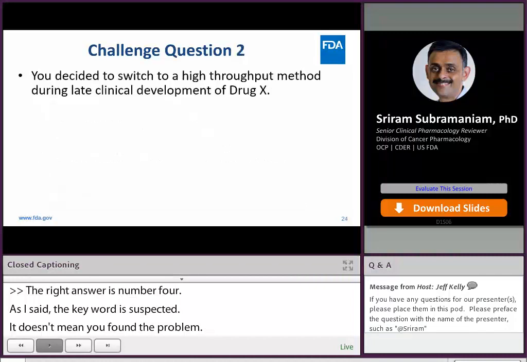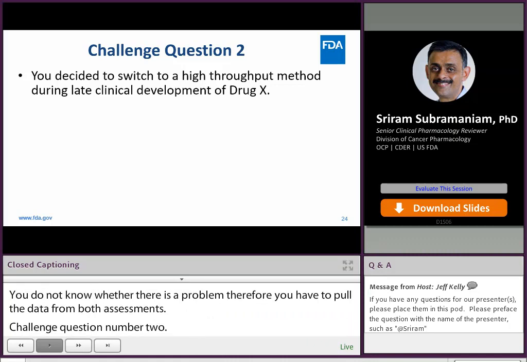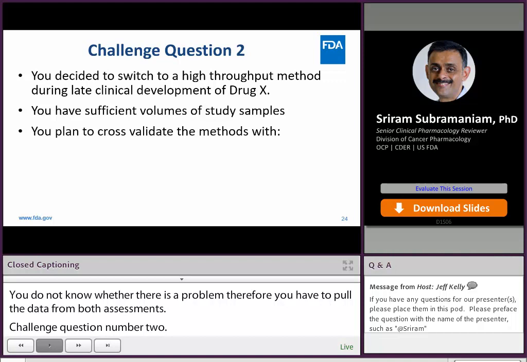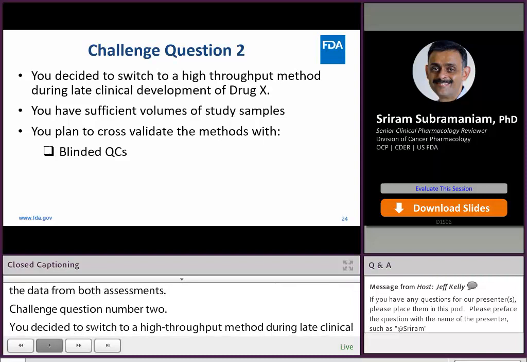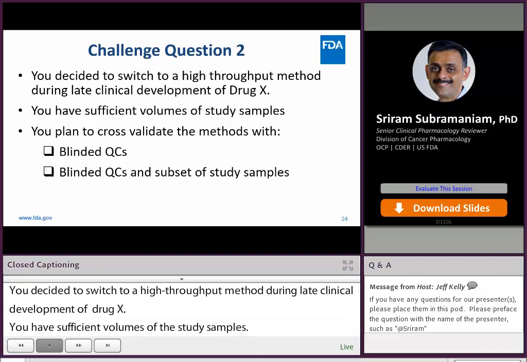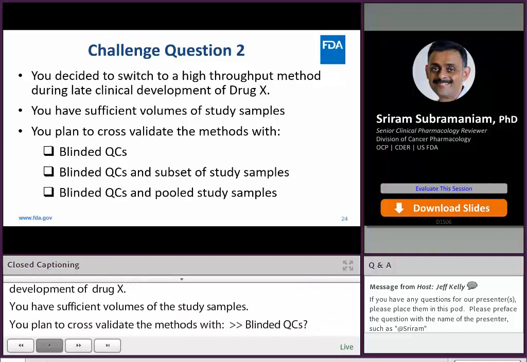Challenge question number 2. You decided to switch to a high throughput method during late clinical development of drug X. You have sufficient volumes of the study samples. You plan to cross-validate the method with blinded QCs and a subset of study samples, or blinded QCs and pooled study samples. So which is right? There's only one right answer.